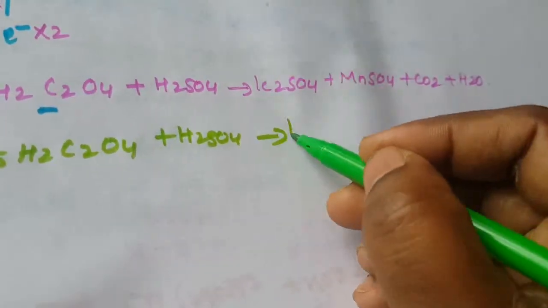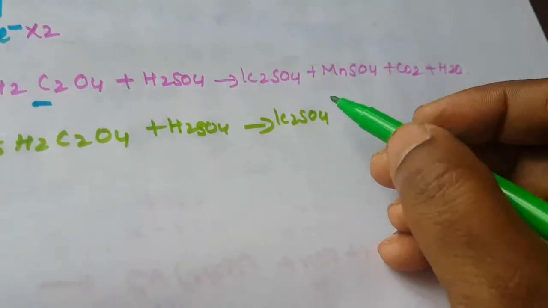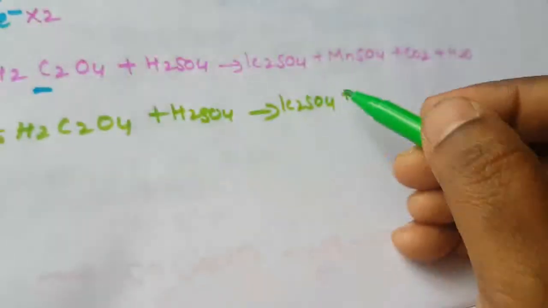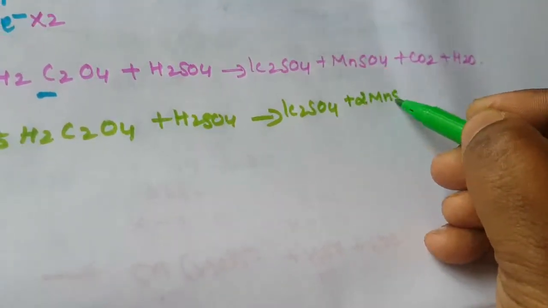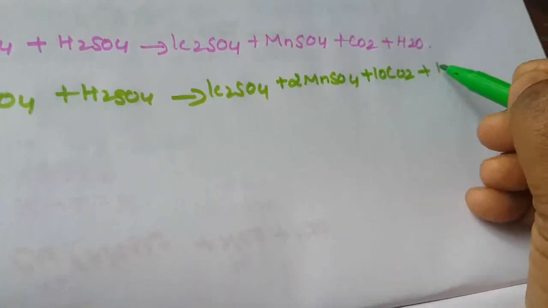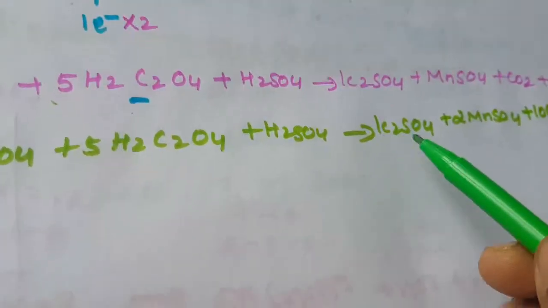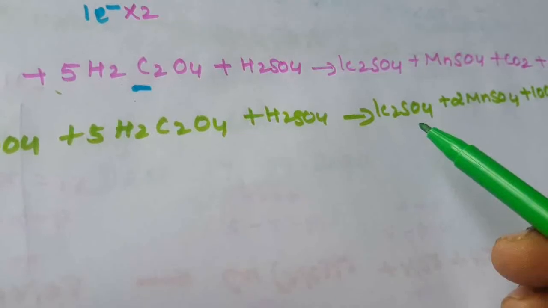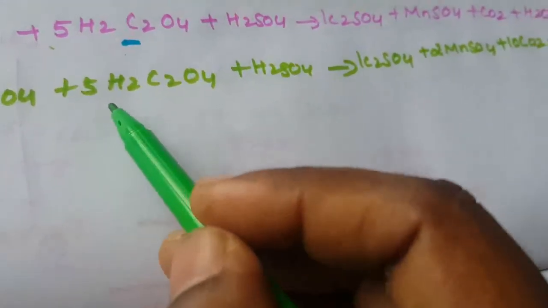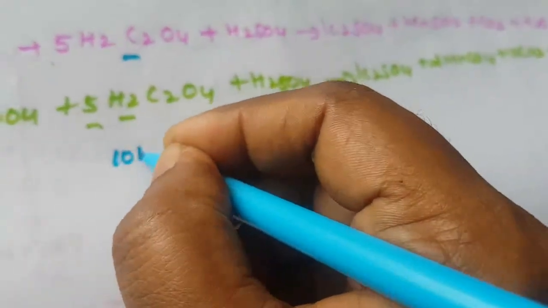So what is that? Here also K2SO4, the same one, K2SO4. Then Mn. So how many Mn? 2 MnSO4, right? How many carbon is there? That is 10 carbon is there. So that is 10 carbon dioxide plus H2O, right? So this is the another one. So next one, here 2 potassium is there. Here also 2 potassium. So next we are balancing that hydrogen. How many hydrogen is there totally? So totally 10 hydrogen is there, right? Here 10 hydrogen.